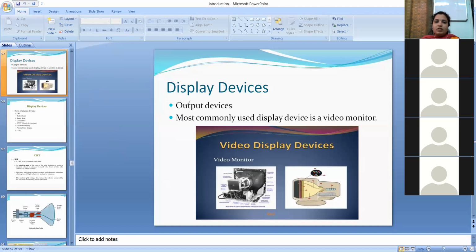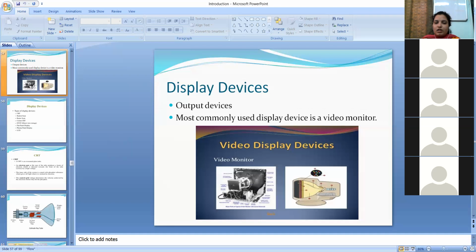Display devices are also called output devices. Most commonly they are used to display images, and a video monitor is an example of it. So we are going to make use of a video monitor.